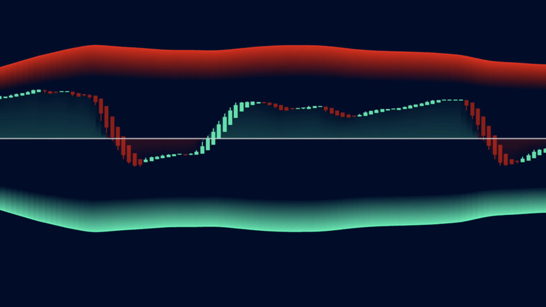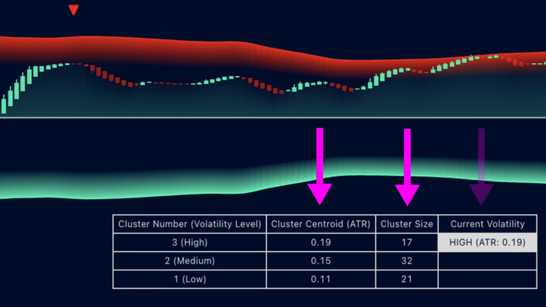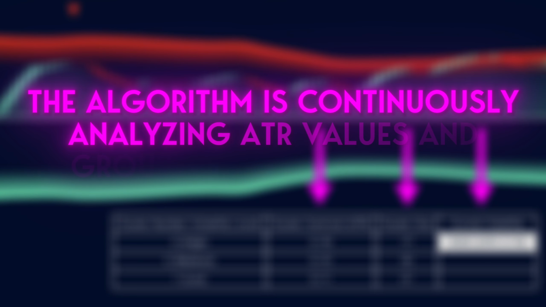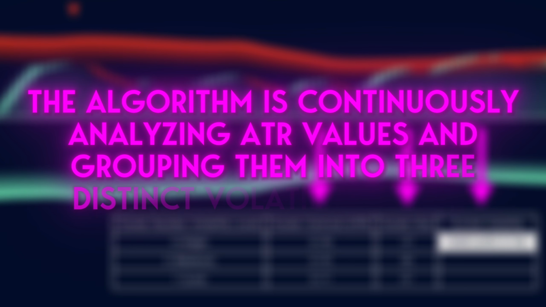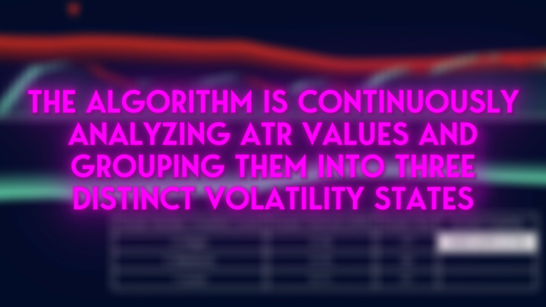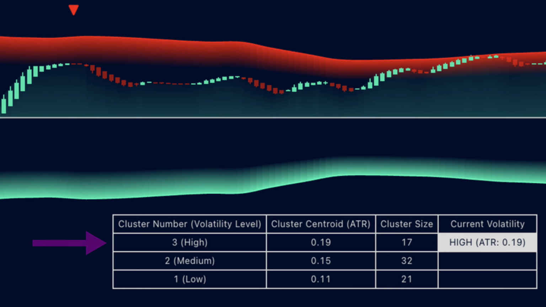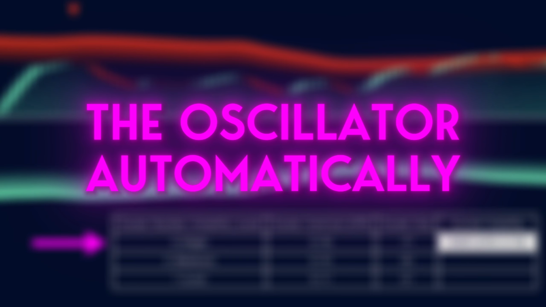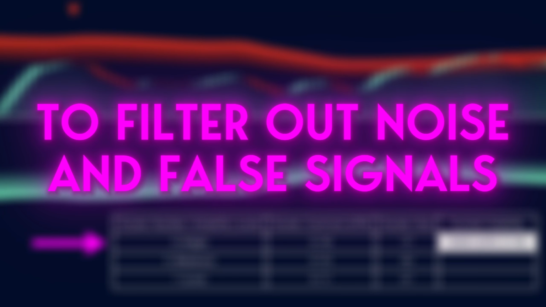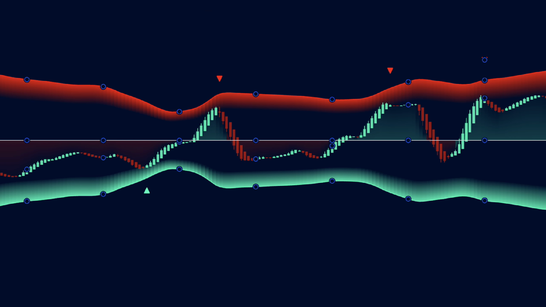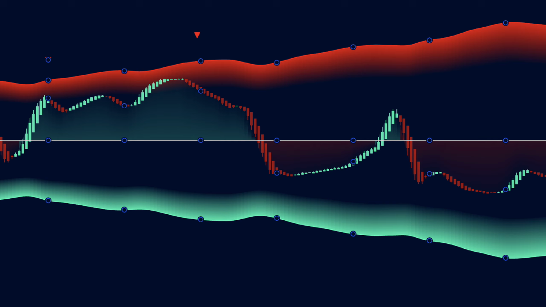But the magic is in this data table, which shows volatility clusters. The algorithm is continuously analyzing ATR values and grouping them into 3 distinct volatility states. When the current volatility reads low, with 45 data points in that cluster, the oscillator becomes ultra-sensitive to catch early momentum shifts. And when it reads high volatility, the oscillator automatically desensitizes itself to filter out noise and false signals. This adaptive behavior means you're always trading with the right sensitivity for current market conditions.